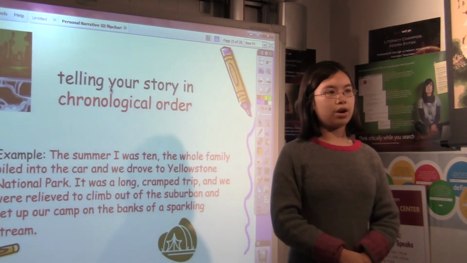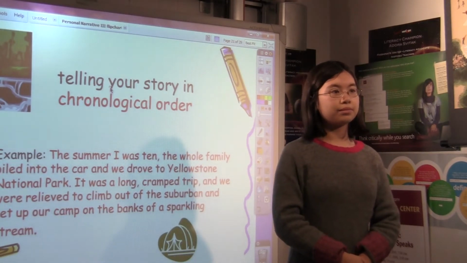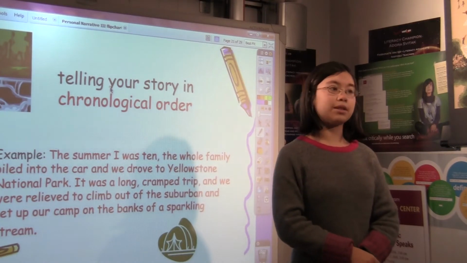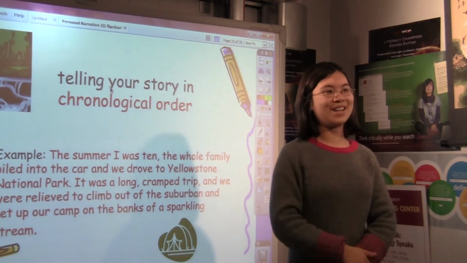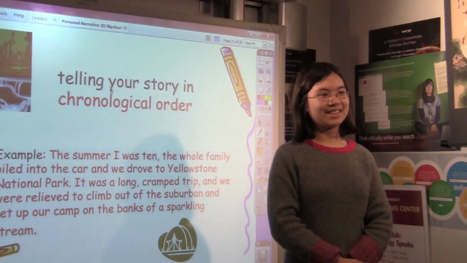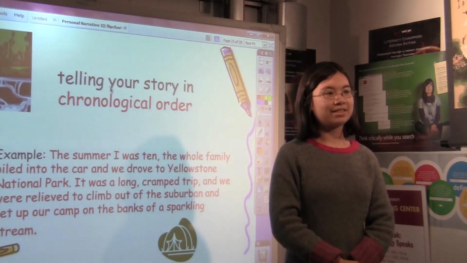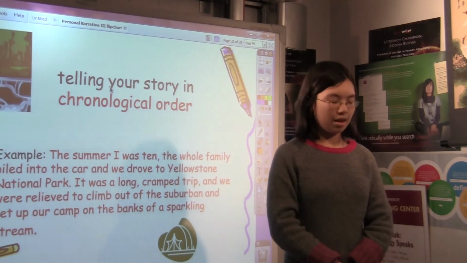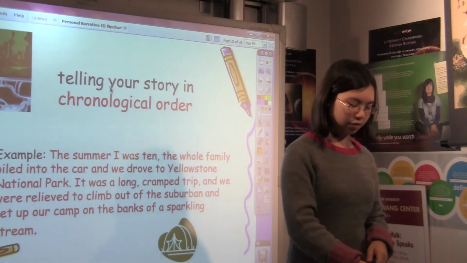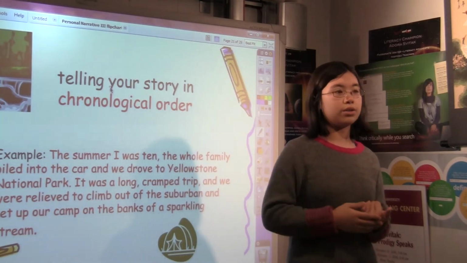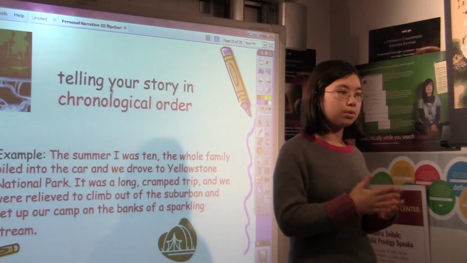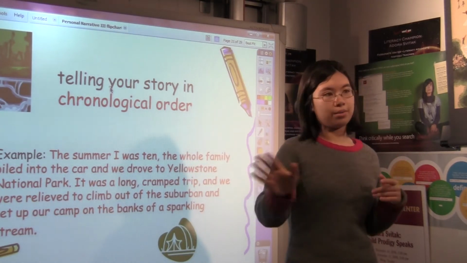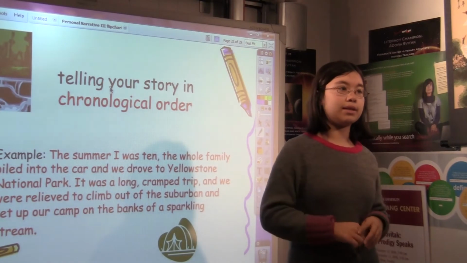What's another benefit of chronological order? Rebecca? It would make sense. It would make sense. Yeah, exactly. It wouldn't make sense if you didn't tell it in order. Okay, so it might make sense to your reader if you explain in chronological order what happened, because we're used to life going on like 1, 2, 3, continuing on like that. So it might make sense to the reader.